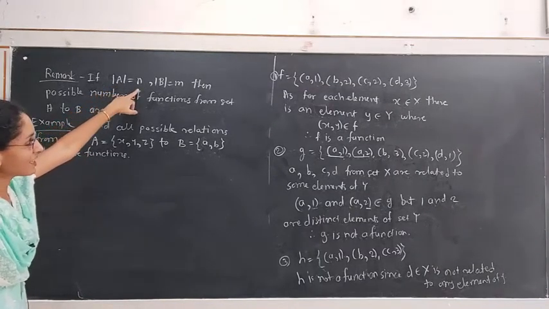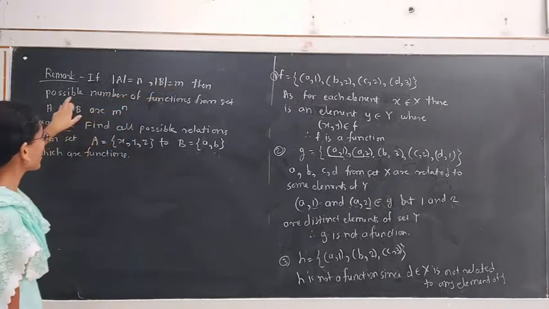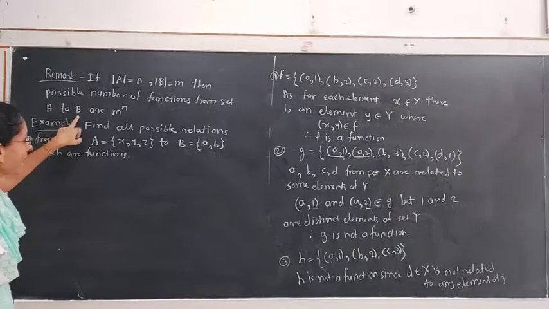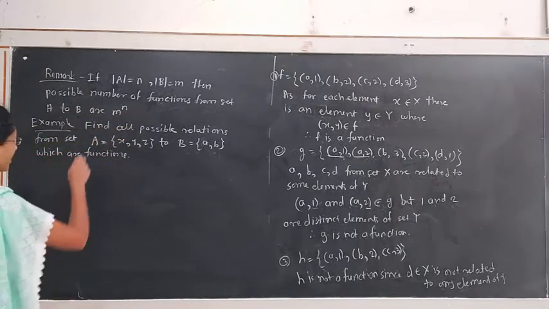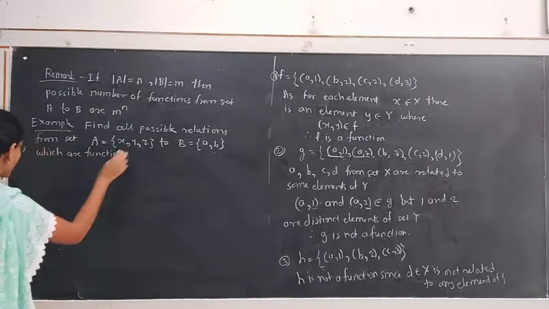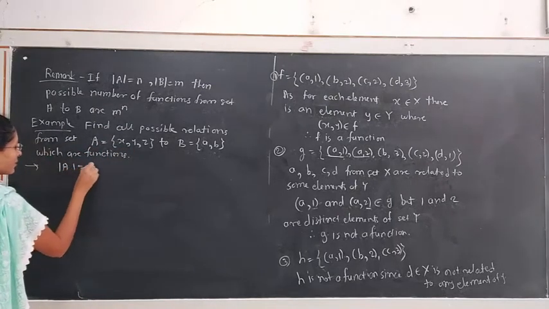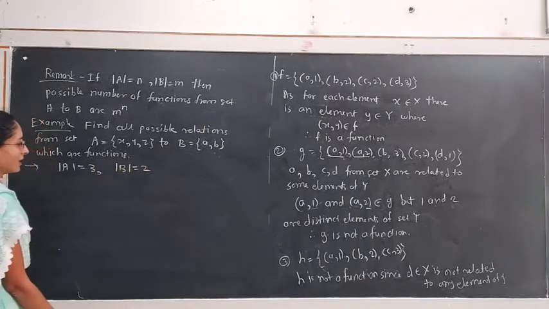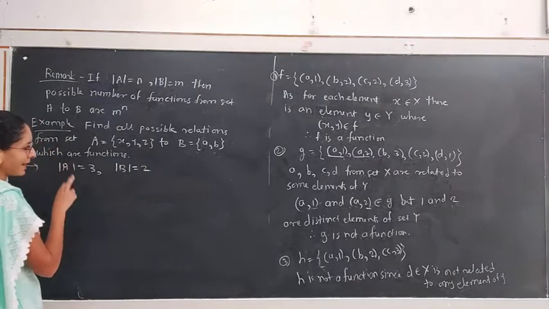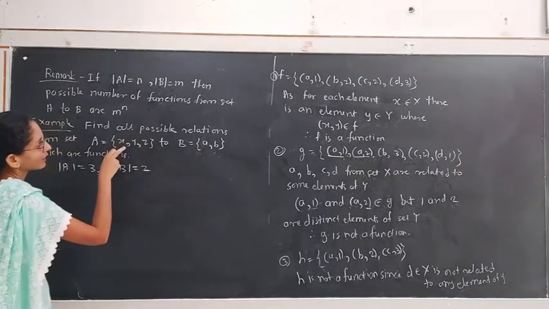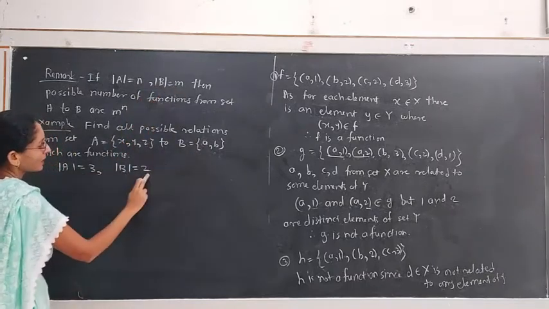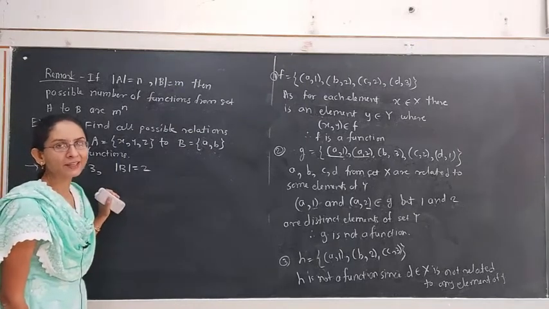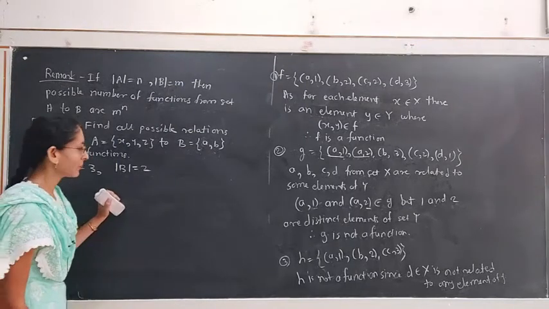If set A contains n elements and set B contains m elements, then the number of possible relations from set A to B that are functions is m raised to n. Here set A has 3 elements, hence the cardinality of A is 3. Set B contains 2 elements, so the cardinality of B is 2. Then the number of possible functions from set A to B is 2 to the power 3, because the m value is 2 and the n value is 3. Hence there are 2 raised to 3, that is 8 functions possible from A to B.